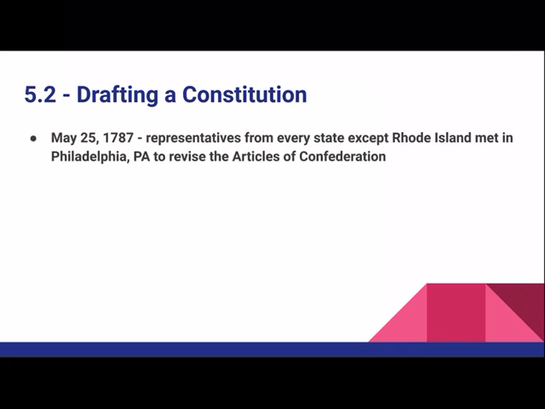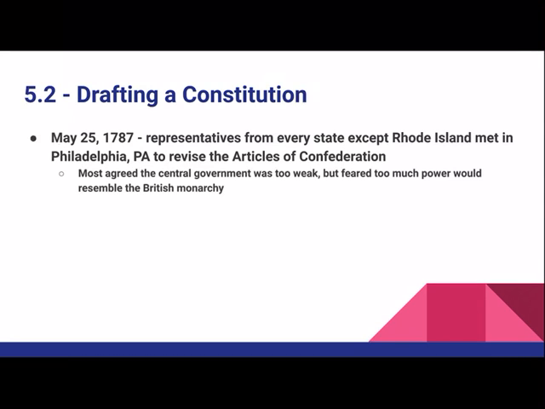So they met in Philadelphia. Philadelphia back then was pretty much the main place where they met and did everything. That's where they signed the Declaration and they met for the Continental Congress, all that. Most agree the central government was too weak, but they feared that if the central government had too much power, it would resemble the British monarchy. And they just left the British monarchy.